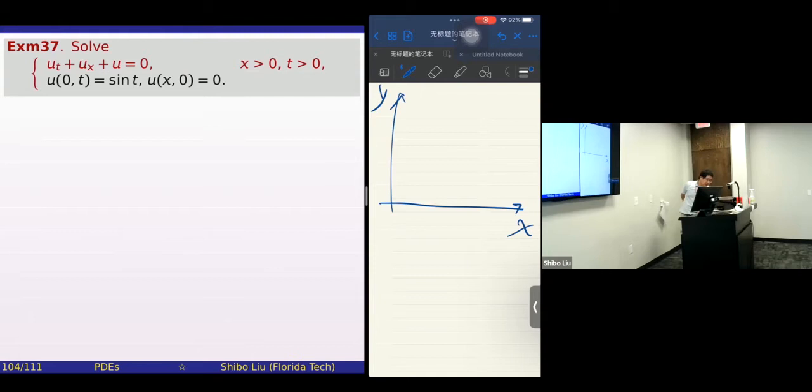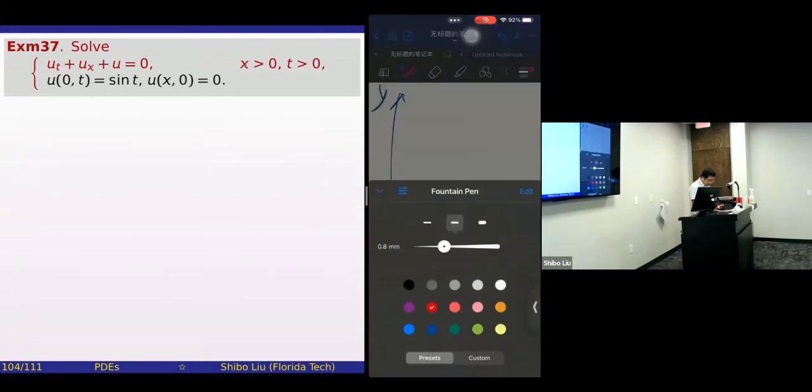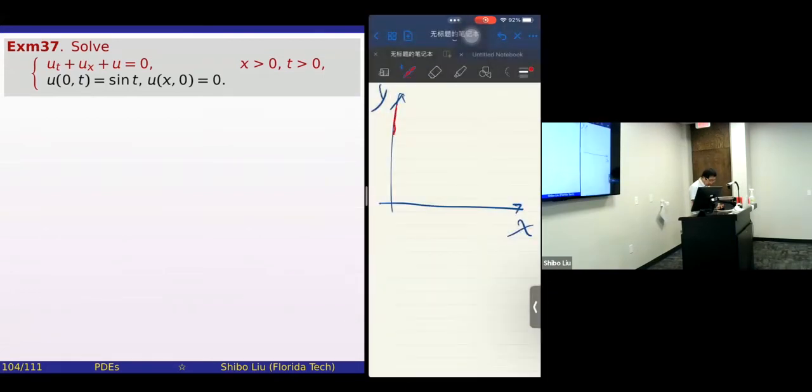u(0,t) equals sine t. So u(0,t) means that when x equals 0, at this part, t is here, then u is sine t at this point. At every point on the positive vertical line, at height t, the value of u at this point is sine t. That is the first condition.